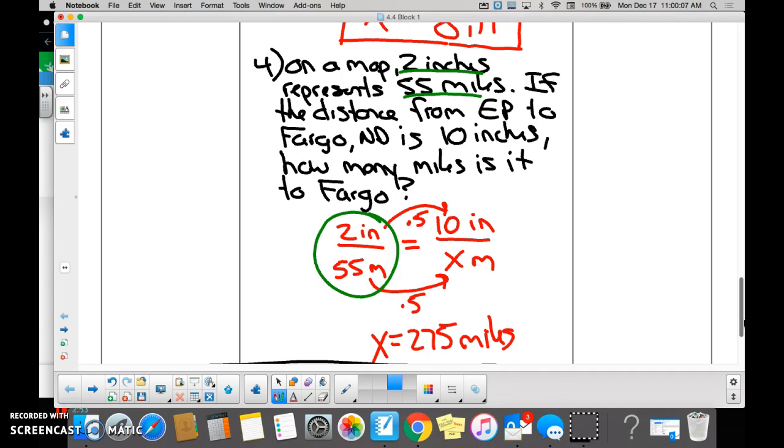If you were then able to line up your labels because you knew on the map it was 10 inches from EP to Fargo, then the only thing we needed to figure out was the actual. But if you were unable to write the proportion, what would you do next? Draw a picture, which eventually is going to turn into a ratio table if you increment it correctly, or a number line, so there's many ways to solve these. Yes, no? Yeah.